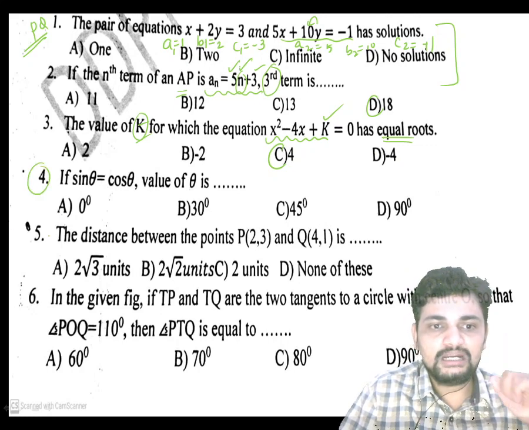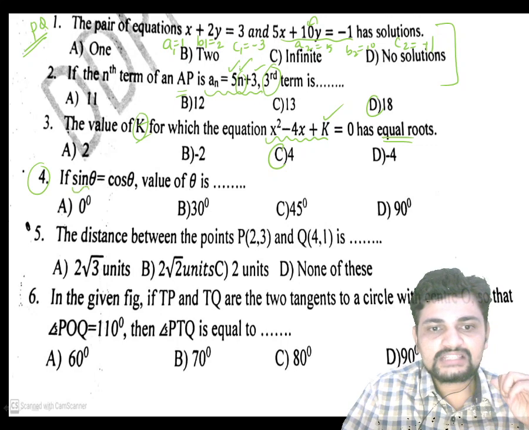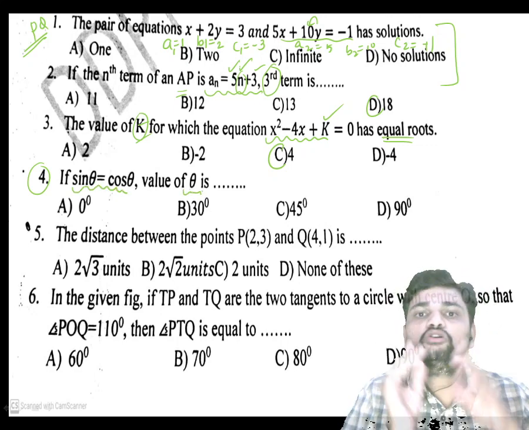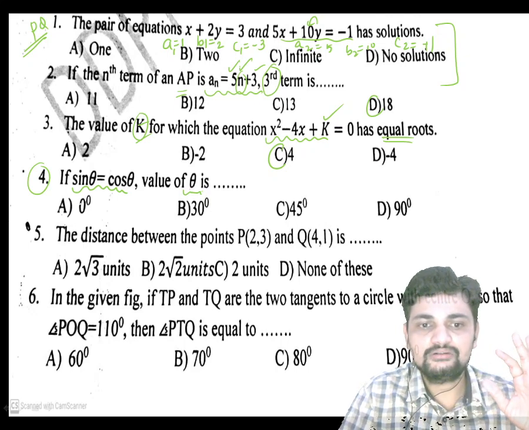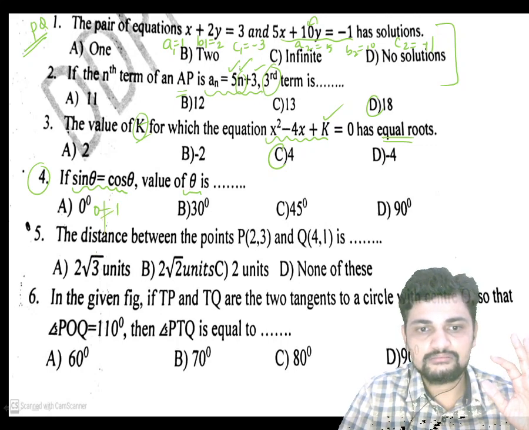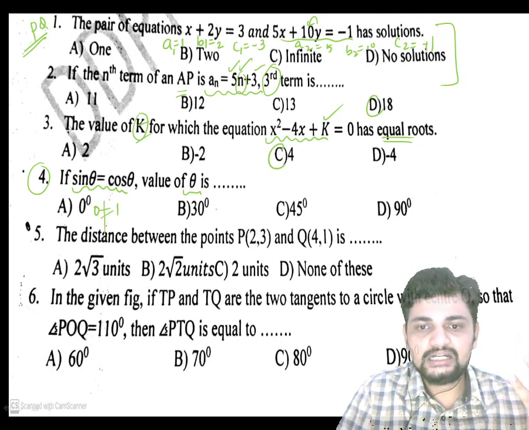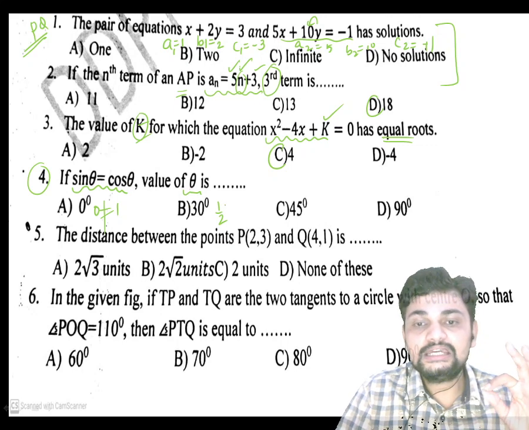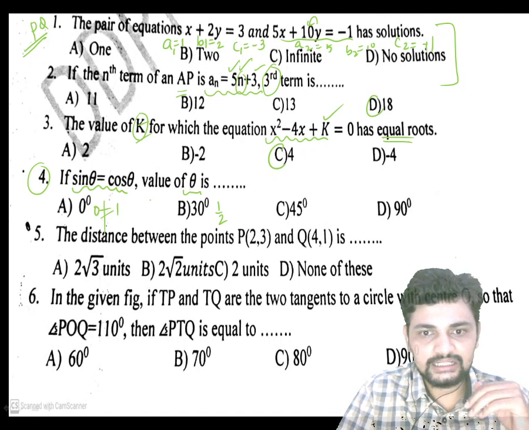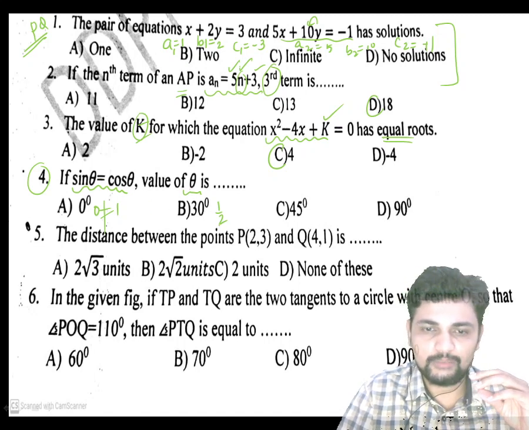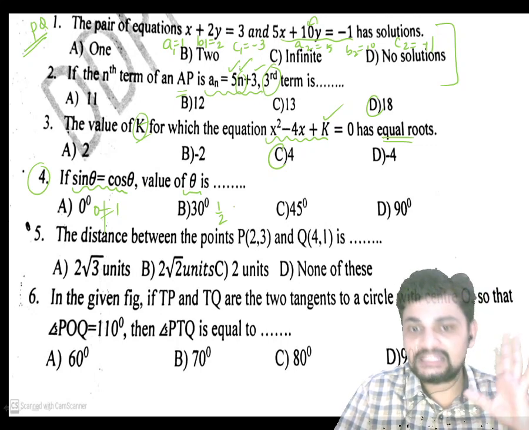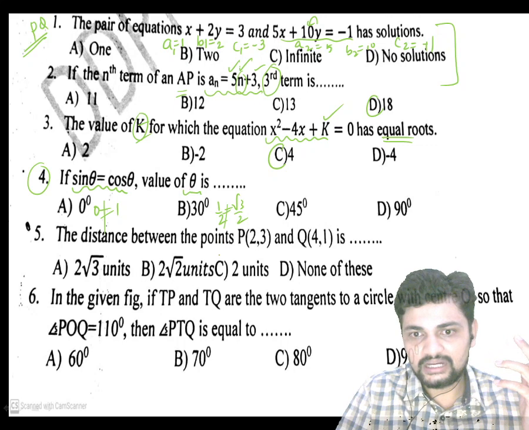Now fourth multiple choice question. If the value of sine theta is equal to cos theta, then the value of theta. So one by one you need to substitute and see. Let us begin with 0. So we know that sine 0 is 0 and cos 0 is 1. So obviously they are not equal. If I put 30 degrees, sine 30 is 1 by 2, whereas cos 30 is nothing but equal to sine 60, which is root 3 by 2. Again they are not equal.